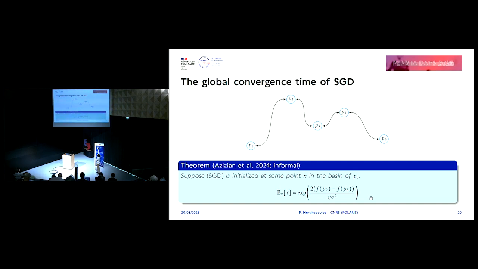In the barrier, the difference in potential between this critical barrier and the lowest critical point, the lowest minimum other than the global one that you have here. Why? Because this barrier, P2 minus P5, is the largest barrier that you may have to overcome on the way to the global minimum. And what we show is that the expectation of the mean global convergence time of SGD is precisely exponential in this value, in this maximal gap, again divided by eta sigma square. So eta being the step size and sigma being the variance of the noise.